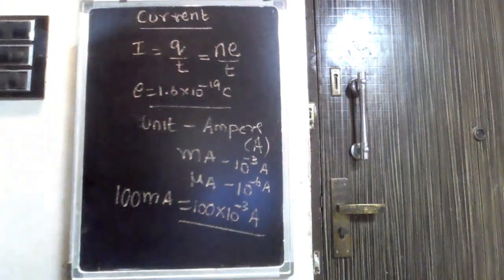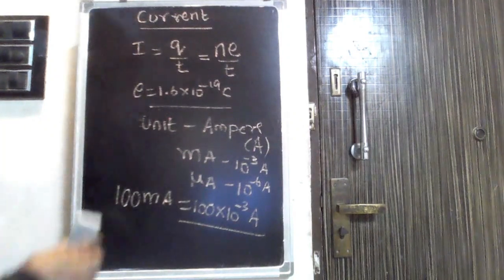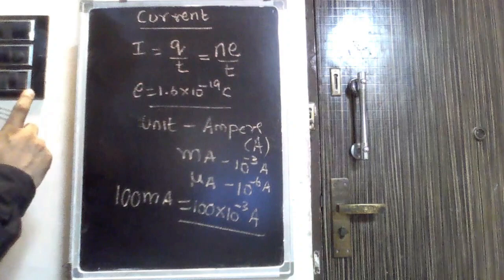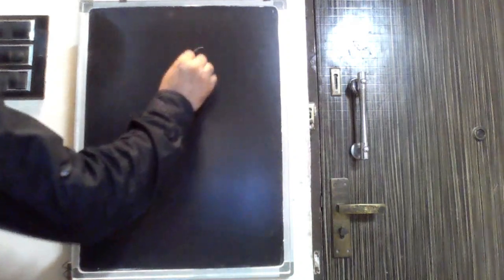So ampere is the unit for current. The first thing is that current is the flow of charge in a given time, and the unit is this. That's the first thing. Now next, this current can be given in any form. For example, current is the flow of electrons.